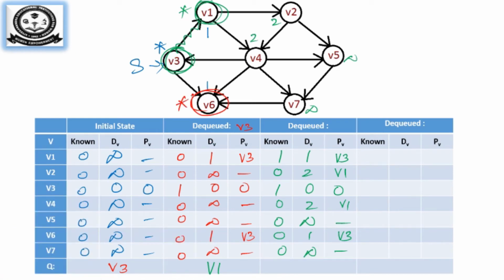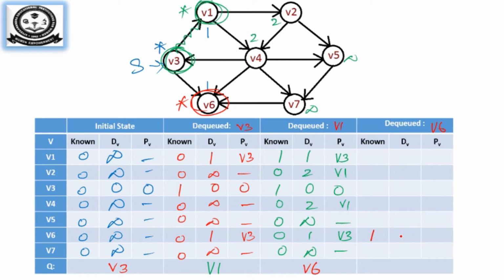So let me put star for V6. The next vertex, so here the DQ'd is V1. The next vertex that is going to be DQ'd is V6. So we'll pop V6. From V6, where can I go? I cannot go anywhere, so no change in the table. So just make V6 a visited vertex.